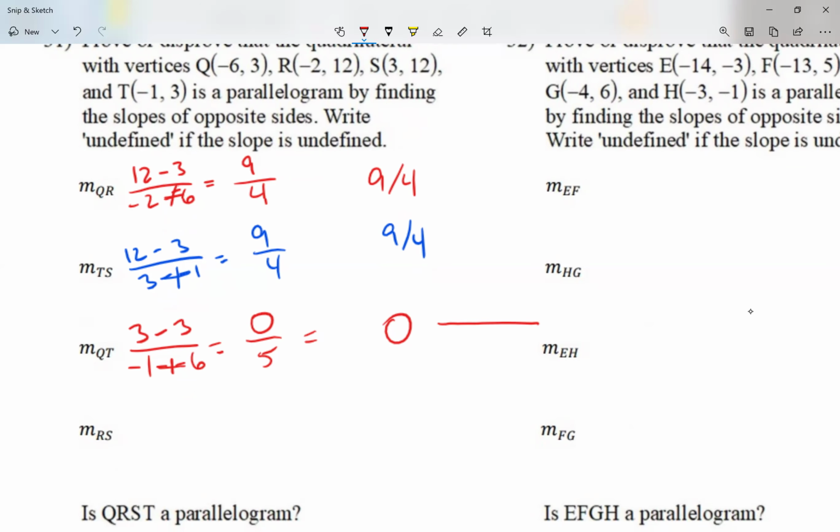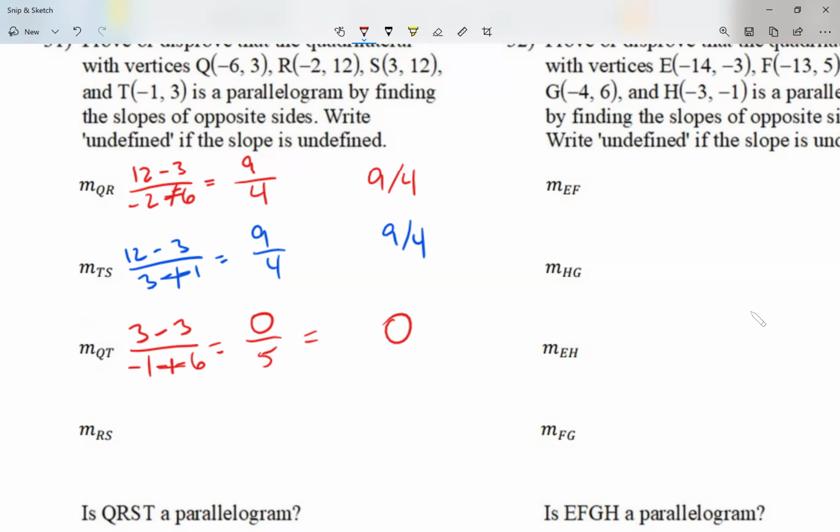How does undefined look like? It's a vertical line. This will be undefined. So 0 or undefined, they can be graphed. They have a slope. They can be graphed. Even undefined, they can be graphed.